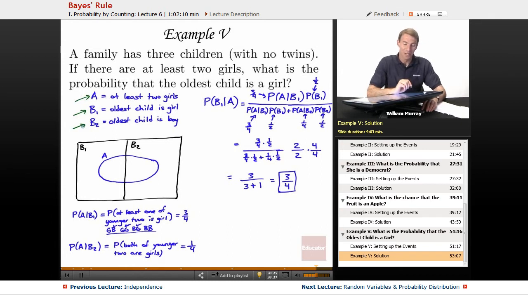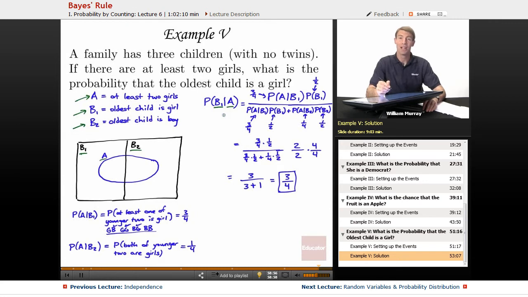So B1 is that the oldest child is a girl, B2 is that the oldest child is a boy, and that divides my world into 2 complementary, disjoint events. But the event of there being at least 2 girls overlaps both of them. And we want to find the probability that the oldest child is a girl given that there are at least 2 girls. So that's P of B1 given A.